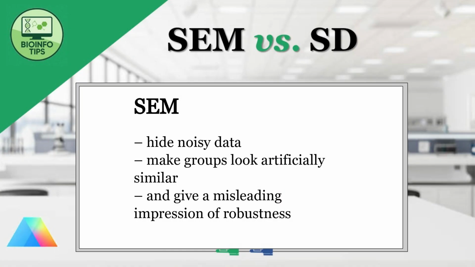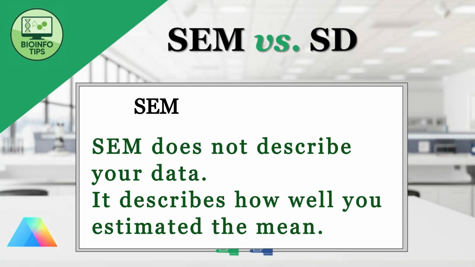Here's the key point. SEM is not a measure of biological variability. SEM only tells you how precisely you've estimated the mean. Reviewers care about variability. They want to see how spread out your biological data really is. Using SEM can hide noisy data, make groups look artificially similar, and give a misleading impression of robustness. That's why many journals now explicitly ask for standard deviation or individual data points. SEM does not describe your data, it describes how well you estimated the mean.